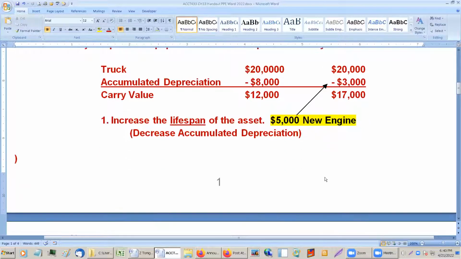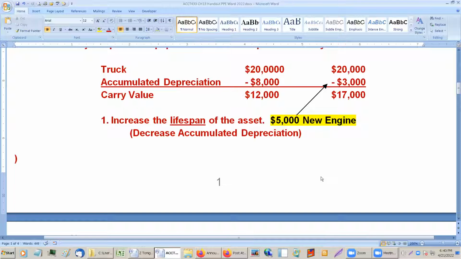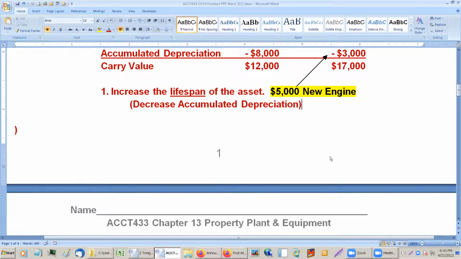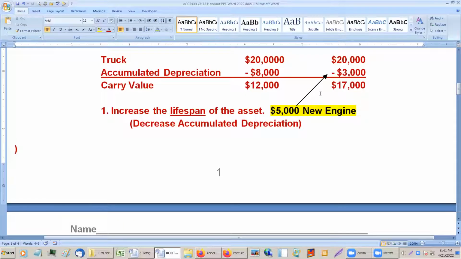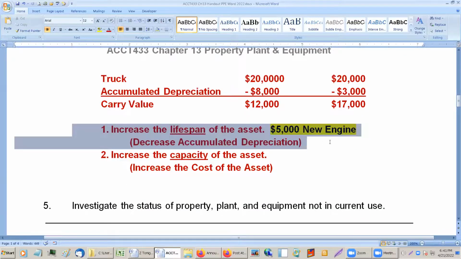New engine, we turn back the clock and say, okay, it's going to last longer now, and so we are starting over. And however long it increases the life to, that's what we're going to depreciate over. So if it increases the life to 8 more years, then we're going to depreciate this over 8 more years, whatever's left in it. Okay, number 2.